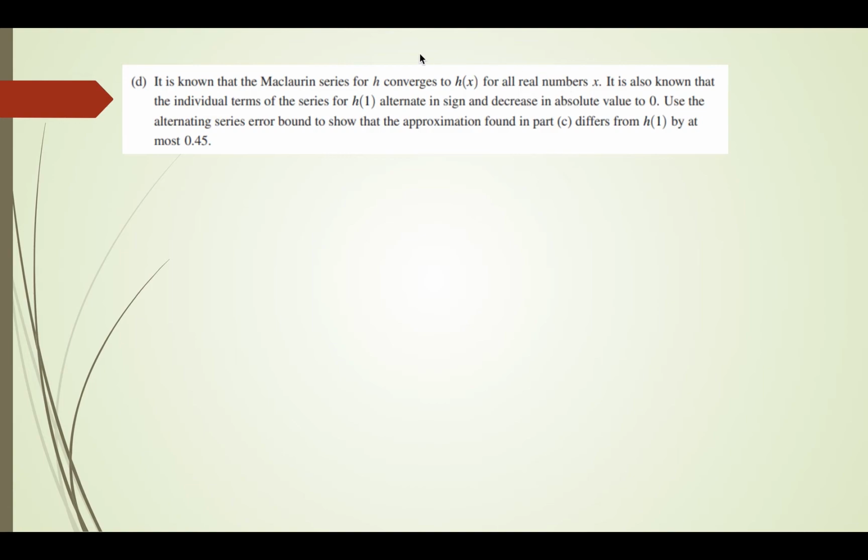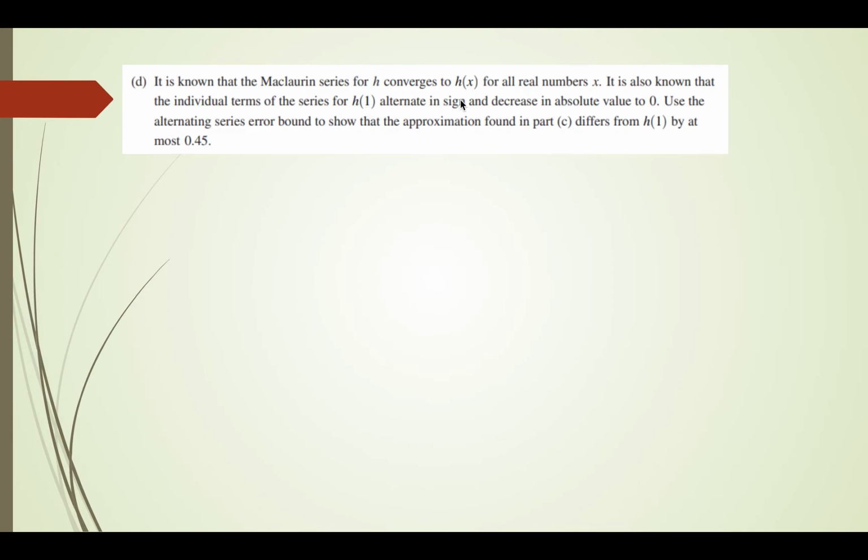It's also known that the individual terms for h of 1 alternate in sign. I don't know if you guys noticed that in part C. I should have pointed that out. Every term went from positive to negative and positive to negative. So what we have here is an alternating series because the signs alternate.